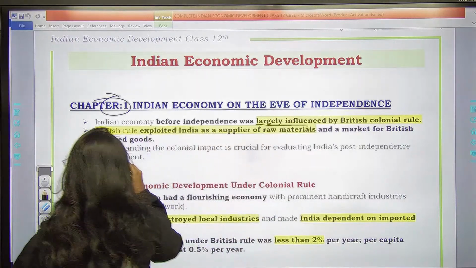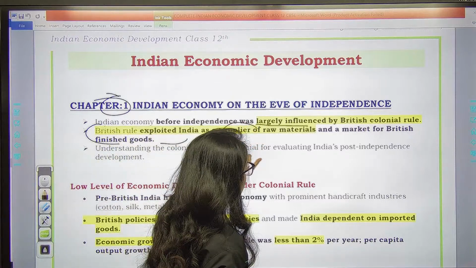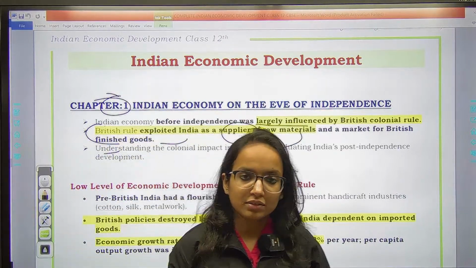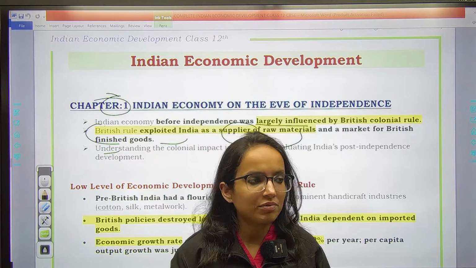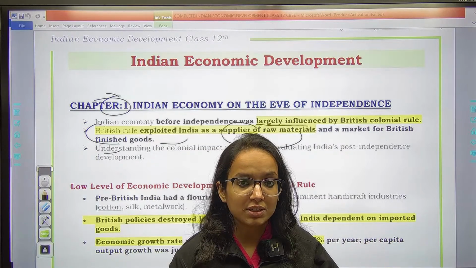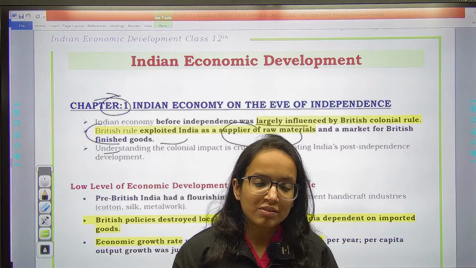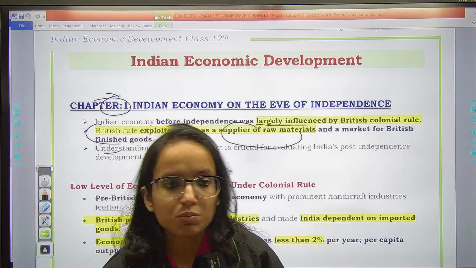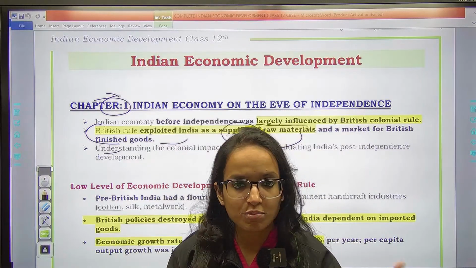And the major impact on India was that British rule exploited India as a supplier of raw material and made a market for British finished goods. So India was made by the Britishers a mere supplier of raw material. We just used to supply raw materials. Everything got produced in the British industry, so it generated employment over there, and then everything got sold in the Indian market. So India only served as a consumer market, right? So nothing was produced here. Since production was happening in Britain, of course economic activities and income generation would be happening in Britain.